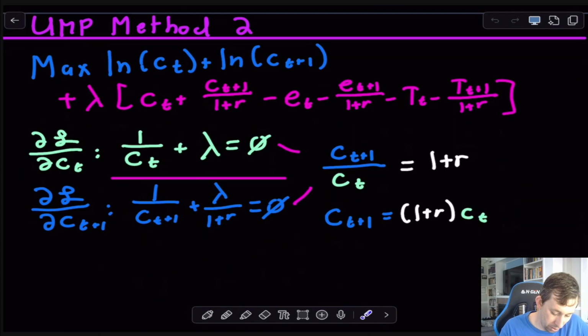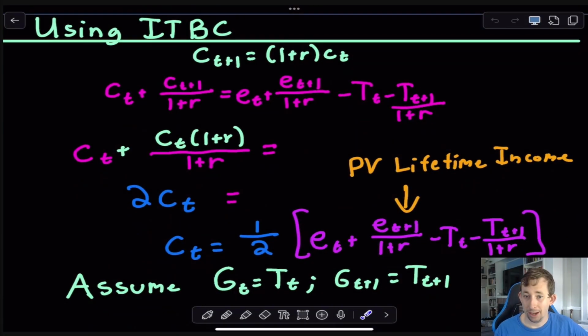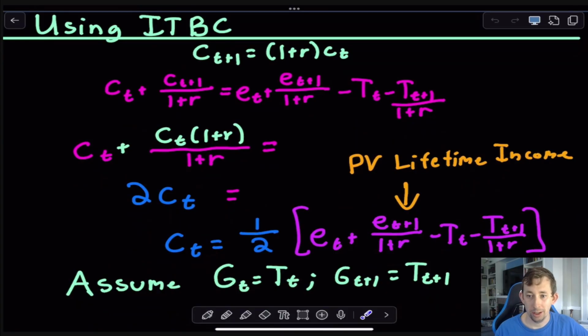So here's the first order condition with respect to C_T. Here's the first order condition with respect to C_T plus 1. Again, what do you get? You get that C_T plus 1 equals 1 plus R times C_T. So regardless of how you got to the fact that C_T plus 1 equals 1 plus R C_T, we're now ready to plug that into our budget constraint.